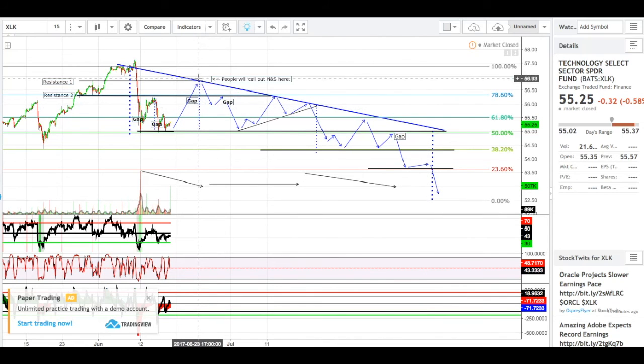This will be the measured move here once we set in our A, B, C, D, E. This will be our A from the top here to support, and we'll bring this over here to the breakdown from our resistance down to our support level. This will be our first measured move that we'll see, and this will be the second one. Anyways, that has been my analysis for technology sector XLK.